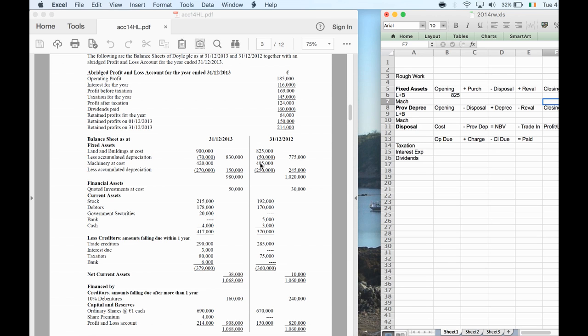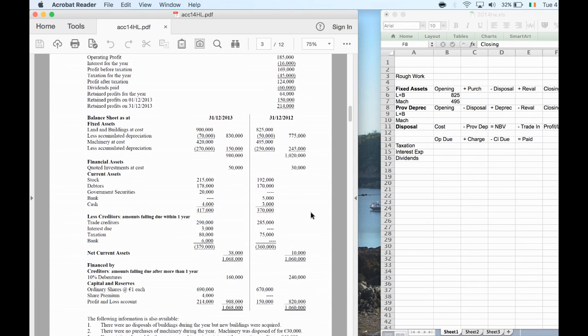Machinery, the same story. I'll lay this out. So 2012 is 495. That's the opening figure, and the closing figure is 420. So obviously we sold some. Maybe we did buy some as well, but we definitely sold some.